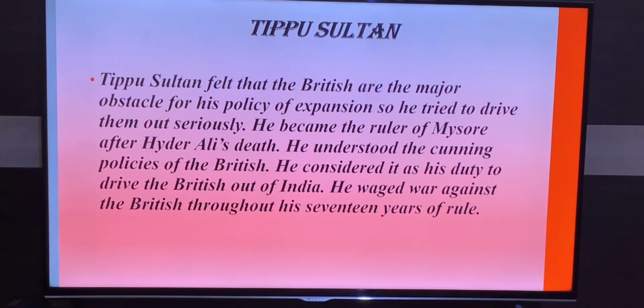Tipu's main intention was to expand his kingdom, and he also knew the main obstacle for him is British. After his father's death, he became the ruler of Mysore. He decided that his duty is to drive British out of India. He waged a war against British throughout his 17 years of rule.